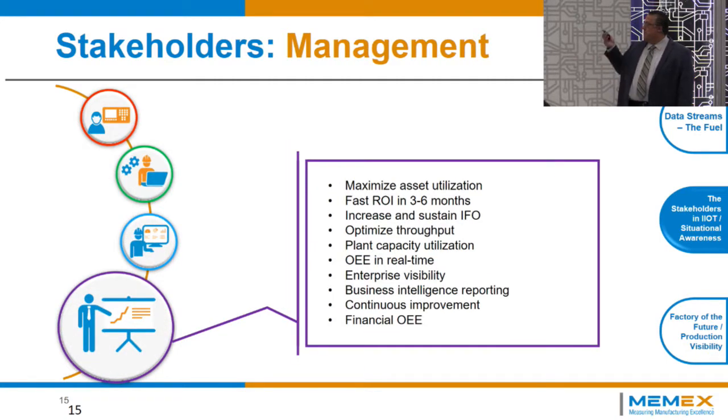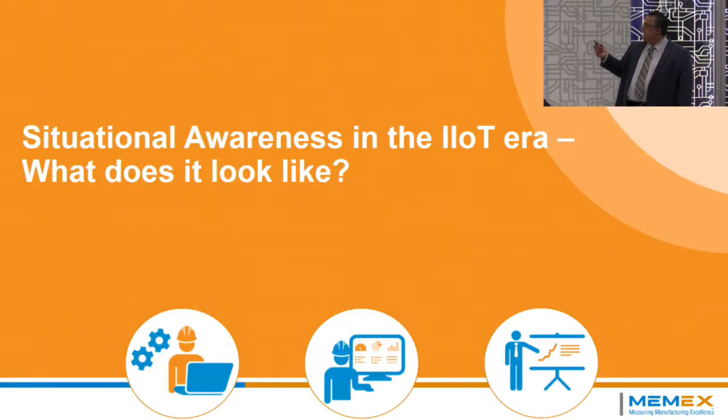And what does management care about? Well, obviously everybody wants a fast return on investment. Everybody wants to maximize the capacity utilization of the factory. And again, that's where that whole 65-35 discussion comes in. OEE is becoming a big topic, and I'll go into a little bit about overall equipment effectiveness in a minute. They obviously want enterprise visibility. They want to be able to see if they have 2 plants in different parts of the world in different time zones, what's going on in those factories. And then financial OEE and continuous improvement.